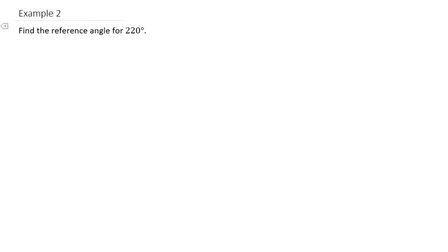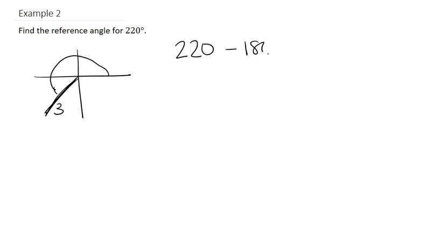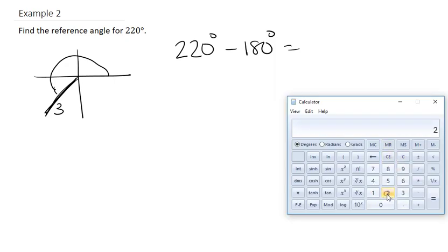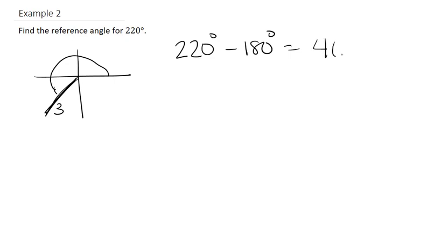Example 2. Find the reference angle for 220. So we notice 220 is going to be all the way over here in quadrant 3. So in quadrant 3, we take the given angle and subtract 180 from it. We can get our calculators out. 220 minus 180 and we get 40 degrees. So our reference angle is 40.